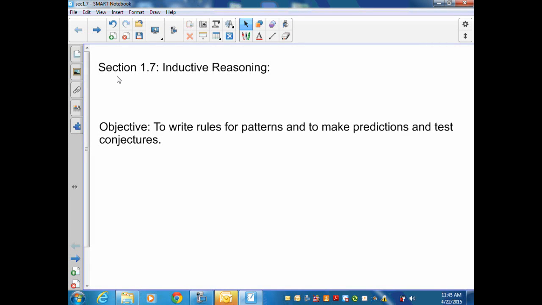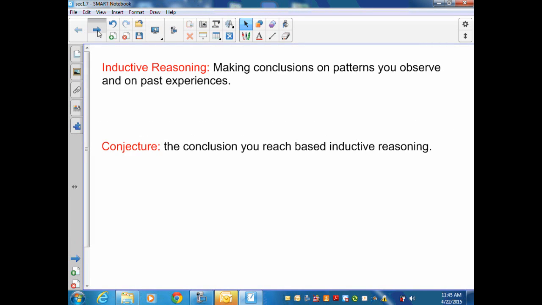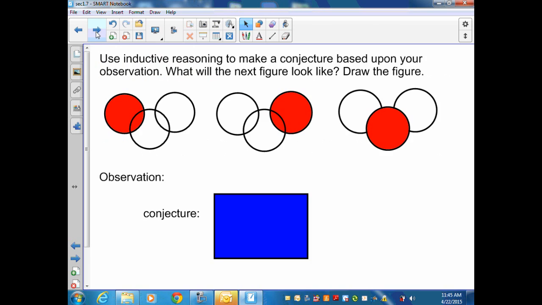Section 1.7, Inductive Reasoning. Inductive reasoning is making conclusions based on patterns you observe and on past experiences you have had. A conjecture is the conclusion you reach based on inductive reasoning, based on your experiences and your observations. Let's look at an example.